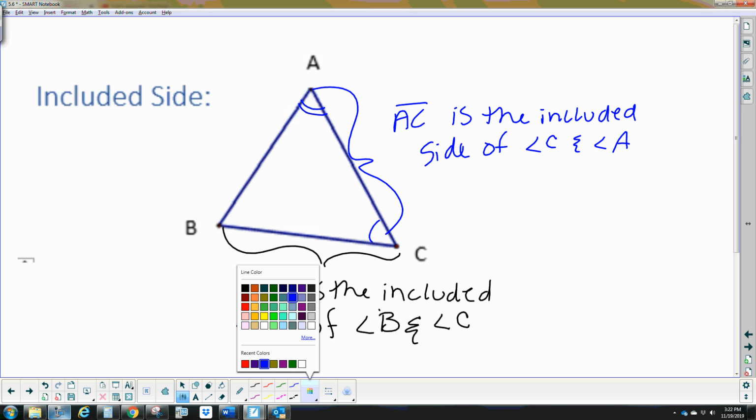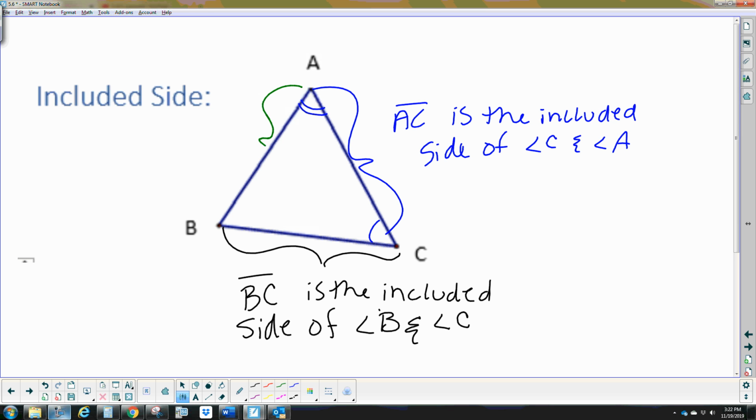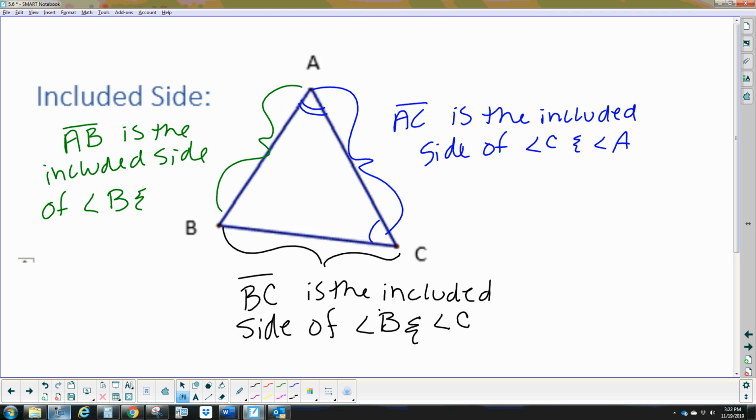And then lastly, AB would be an included side of angle B and angle A. Okay, so those two angles are on each endpoint of the segment. So that's our angle side angle postulate.